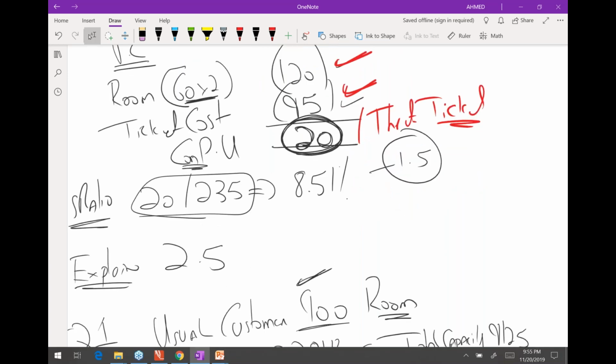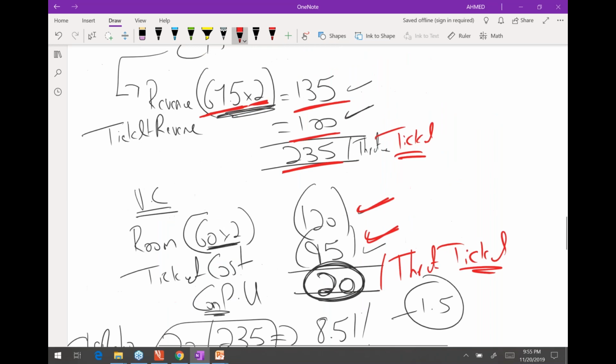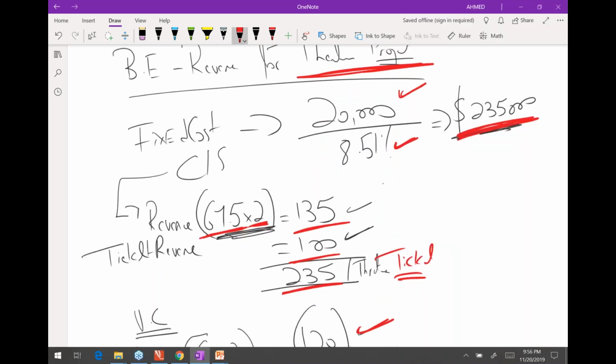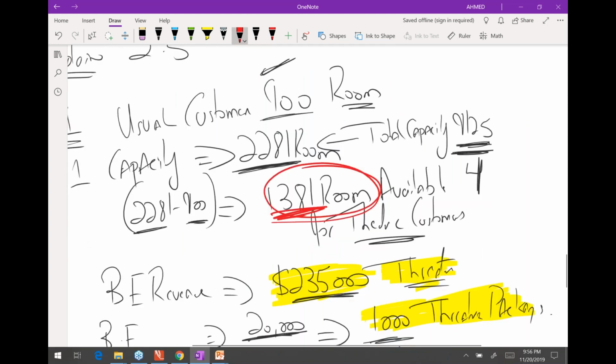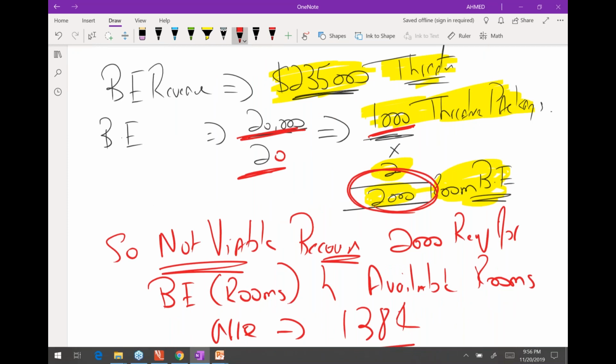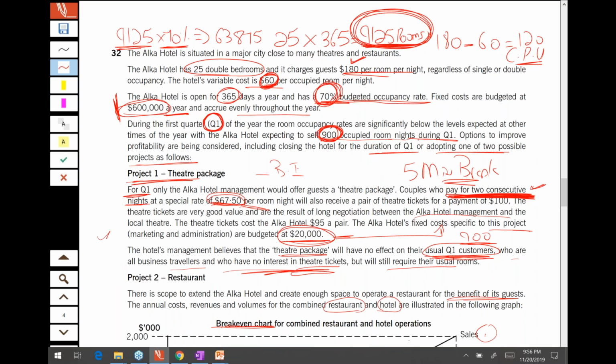So I worked out the CS ratio by contribution and selling price. And like this, I worked out the revenue break even for the theater project. This is in revenue terms. But if I divide this with contribution per unit, I will get the break even in terms of units, which means 1000 theater packages are required, because ticket cost is not for 2 nights. Room cost is for 2 nights, my friend. So 1000 theater packages are required for break even. And each theater package requires 2 nights. I don't know why you are not getting it, because it's very clearly written here: 2 consecutive nights are required for one theater package.